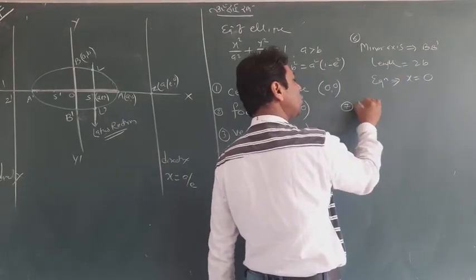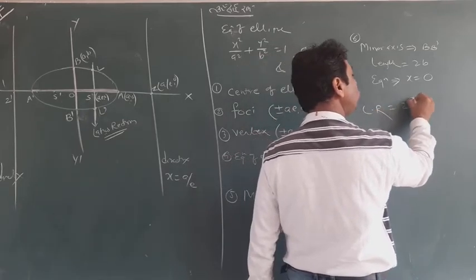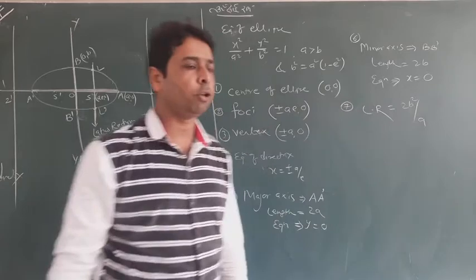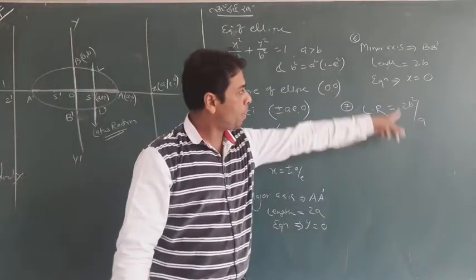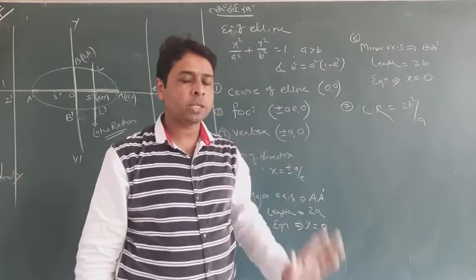And last but not least, it is the lattice vector. The length of the lattice vector, we have already seen, is 2b square upon a. We saw the formula also. Now students, remember these 7 important major things which will be asked in the exam.